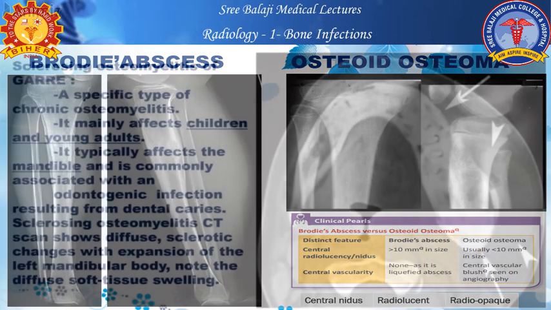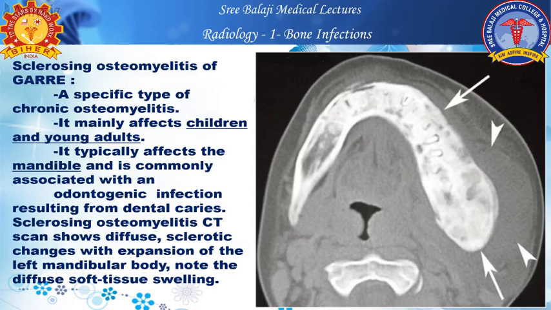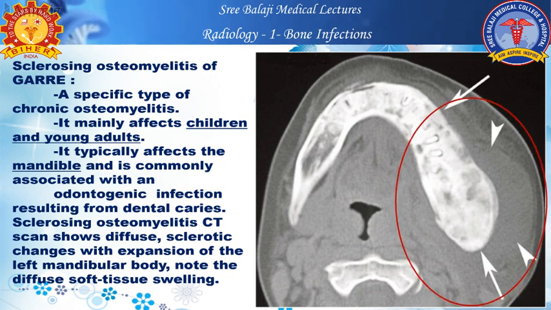Now, we'll go into another specific type of osteomyelitis called sclerosing osteomyelitis of Garré, a specific type of chronic osteomyelitis. It mainly affects children and adults. It typically affects the mandible. A common feature is the primary cause being an odontogenic infection arising from dental caries. Sclerosing osteomyelitis is seen on CT scan as a diffuse sclerotic bone expansion with adjacent swelling.